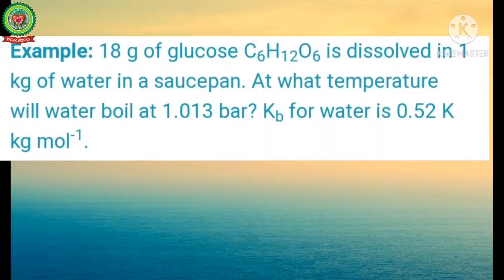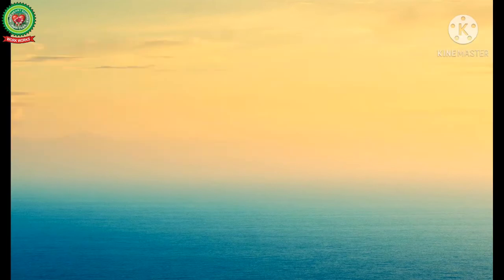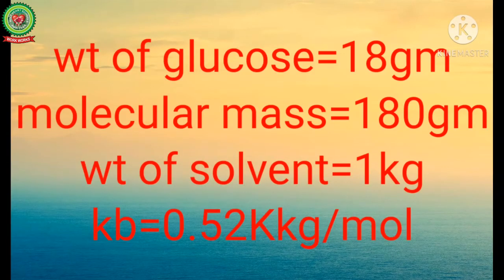So the first numerical is: 18 gram of glucose is dissolved in 1 kg of water in a saucepan. At what temperature will water boil at 1.013 bars? Kb for water is 0.52 Kelvin kg per mole. So in this numerical we are provided with weight of glucose 18 gram and molecular mass of glucose is 180 gram. And weight of solvent is 1 kg and Kb is equal to 0.52 Kelvin kg per mole.